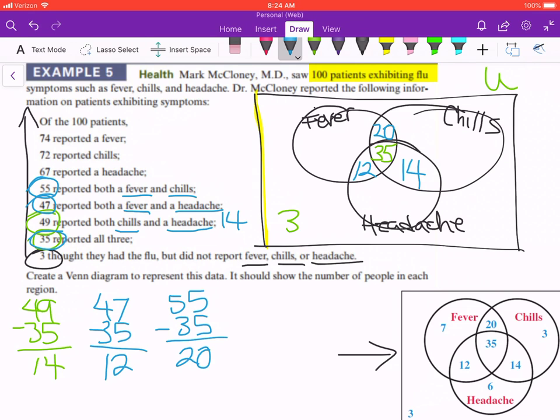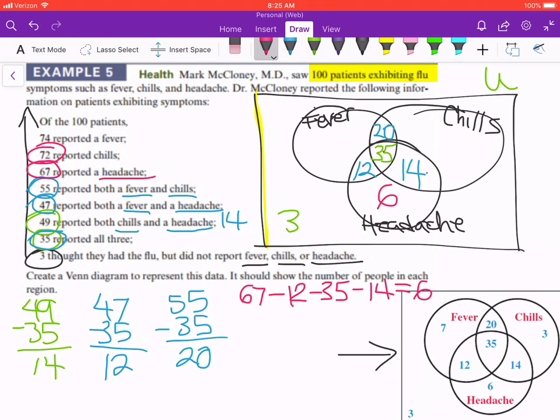Now we're going to move on to the other numbers. So 67 reported only a headache. However, out of those 67, we must subtract this 12, 35, and 14. And from there, we will obtain 6. So only a headache, no double or triple symptoms, only a headache, 6 people.